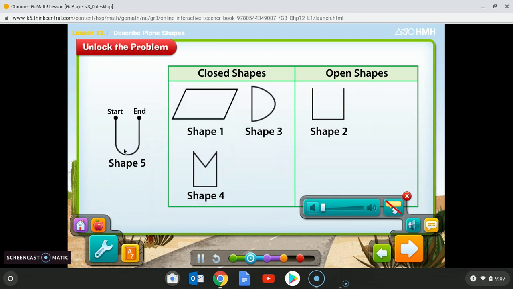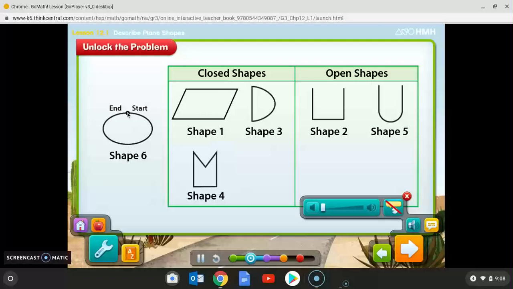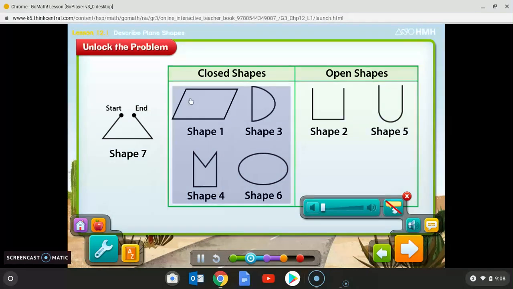Look at this one. Shape number 5. The start point and the end point are different. There is a big opening. I can fit something in there, right? So shape 5 would be an open shape. Okay, so we have line segments. Oh, one more example. In shape number 6, the end point and the starting point are the same. This shape is closed. Do we see the difference of open shapes and closed shapes?